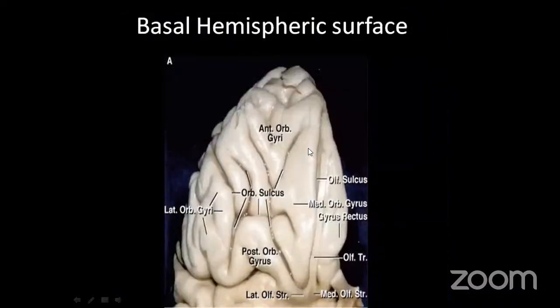This is the basal hemispheric surface of the frontal lobe. This is the gyrus rectus, separated via the olfactory sulcus from the orbital gyri. There's an H-shaped sulcus over here. Anteriorly, we got anterior orbital, lateral orbital, posterior and medial orbital gyri.